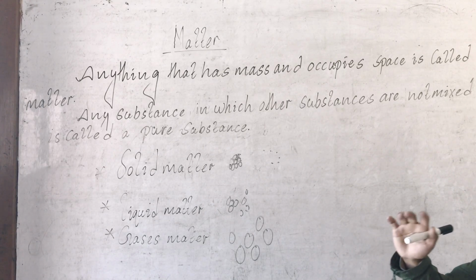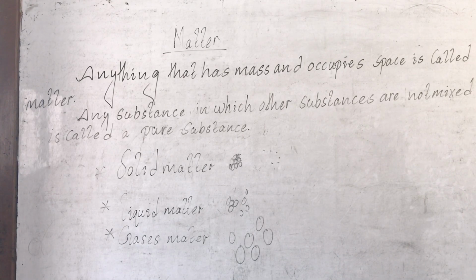Liquid matter has a fixed volume but it does not have a fixed shape. You can see, whatever I pour into the white board, its shape does not change, but you can see the water.